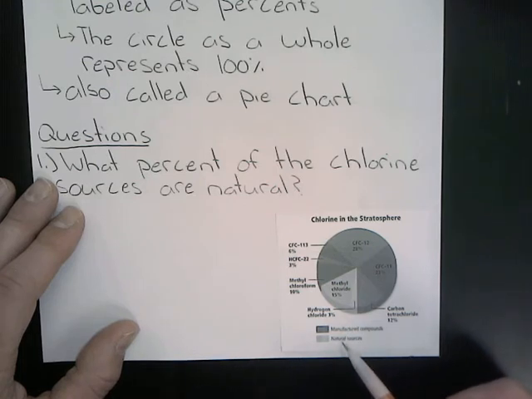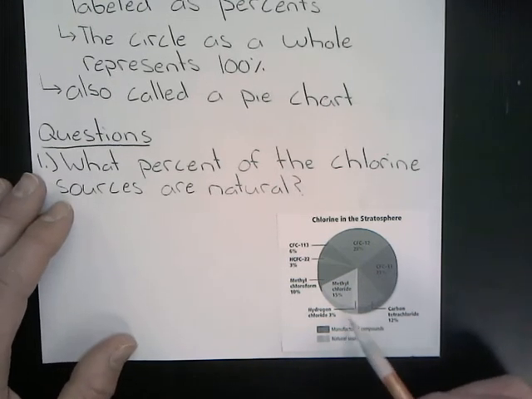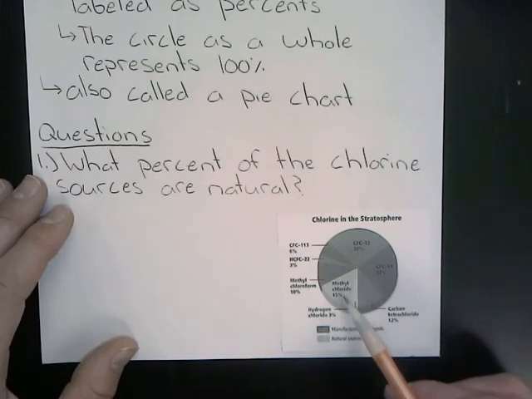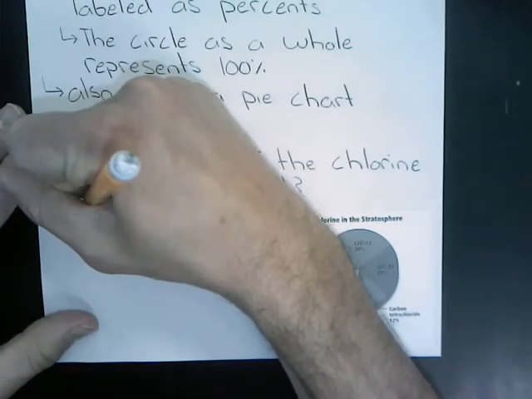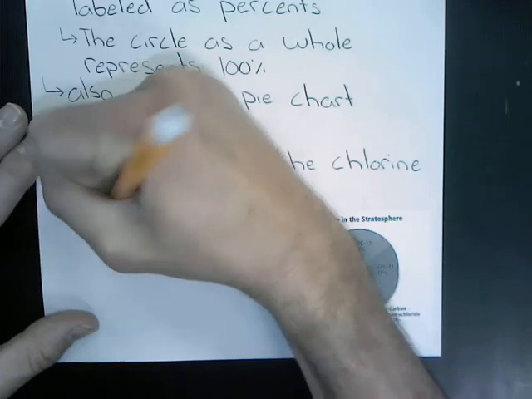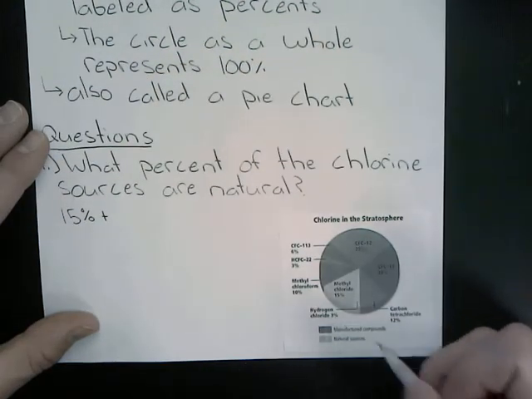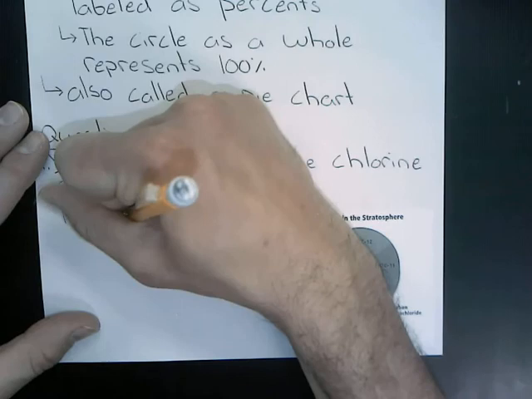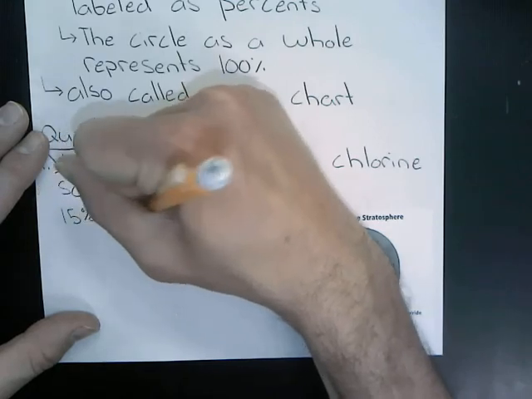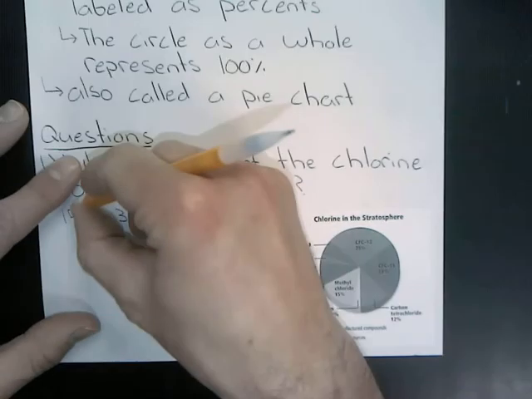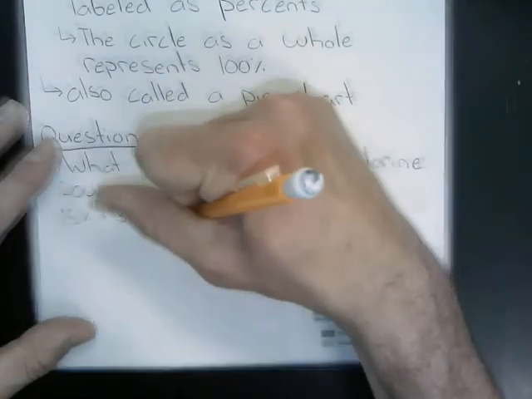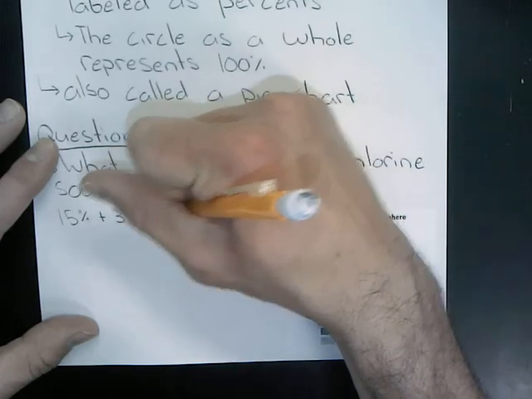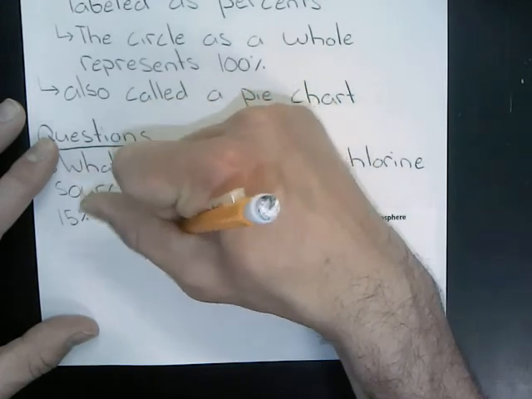Okay, so we have here 15% from the methyl chloride, plus the 3% from the hydrogen chloride. And that gives us a total, if we add up 15 and 3 together, that gives us a total of 18%. So that would be our answer to this question here.